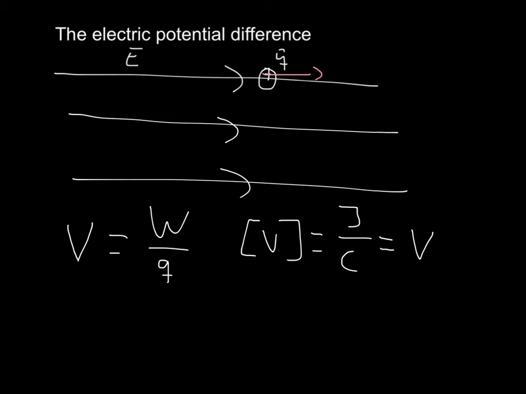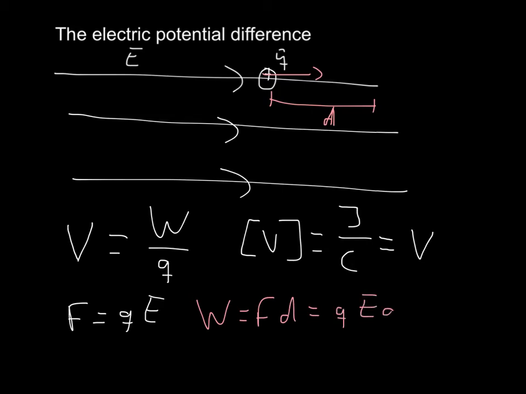Now imagine that I want to calculate this for this field. And this field is uniform, meaning that it's the same all over the place. So what's the force that this charge is going to be experiencing? Well, this force is going to be equal to Q times E, because remember that the field is the force per unit charge. So how much work is this going to do? Well, imagine this moves a distance d, then the work is just going to be force times distance. So work is going to be force times distance, equals Q times E times the distance.